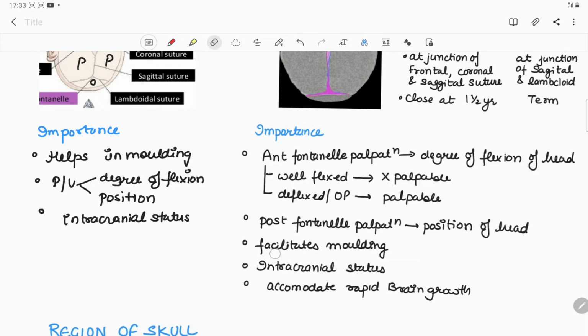Fontanelles and suture facilitates molding. They will tell about the intracranial status. For example, in hydrocephalus, these sutures are wide and fontanelle is raised, and in dehydration status, they are depressed.